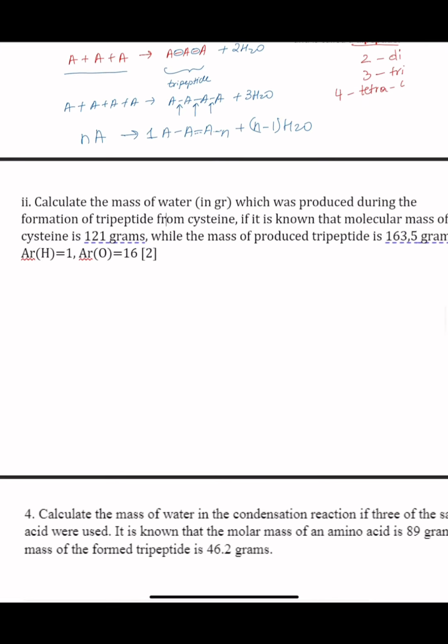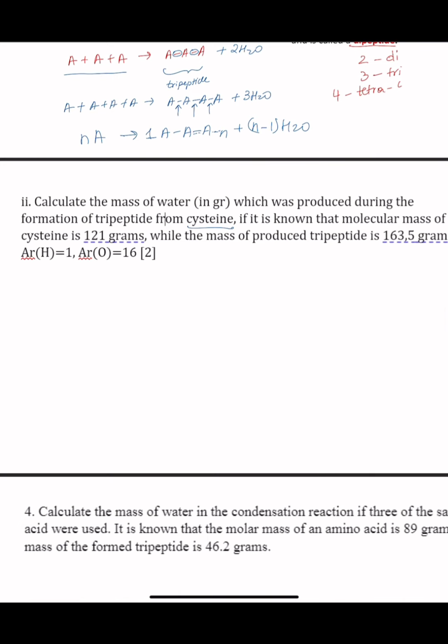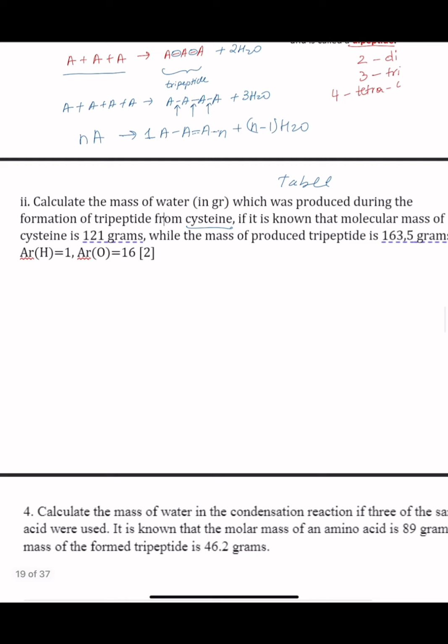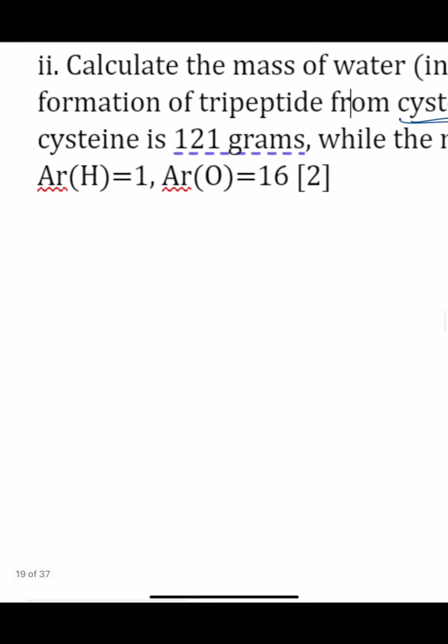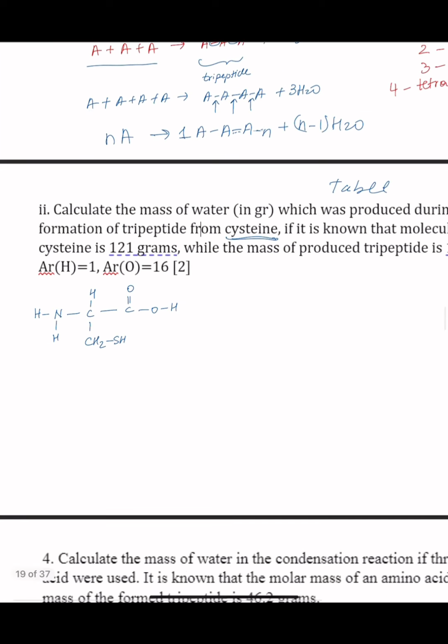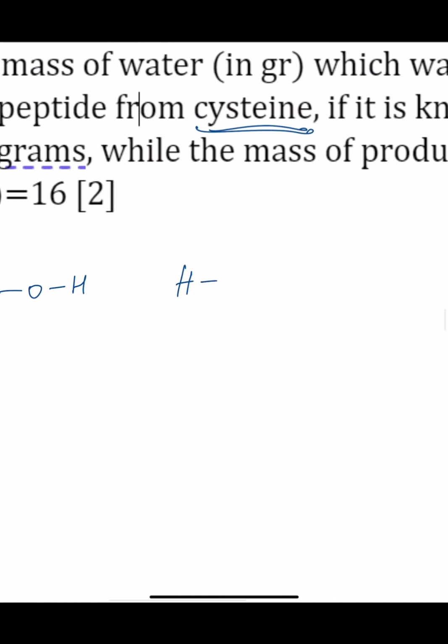It says we got cysteine. If you look up the cysteine, you would see it from the table. It says calculate the mass of water which was produced during the formation of a tripeptide from cysteine. Okay, so first of all, the way the cysteine looks. If they want me to write the open version of cysteine, this looks like this. So CH2 SH, if you check out the table, you would see it. So this is cysteine. So I'm going to write 3 of them together.